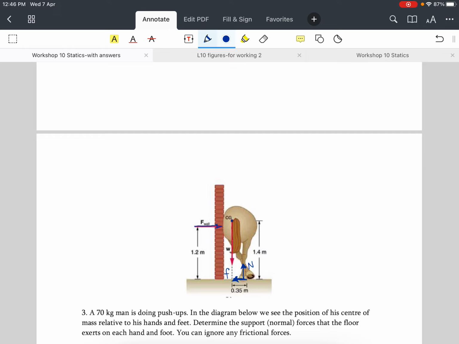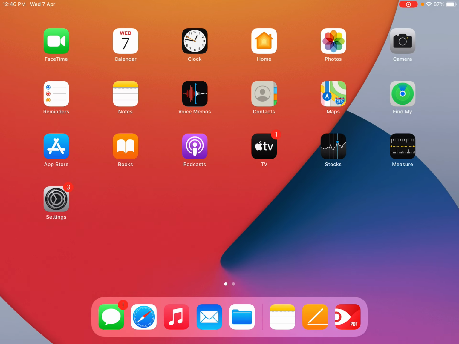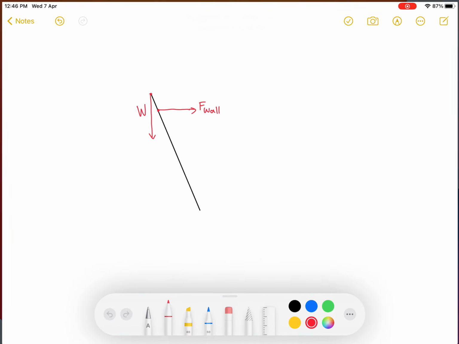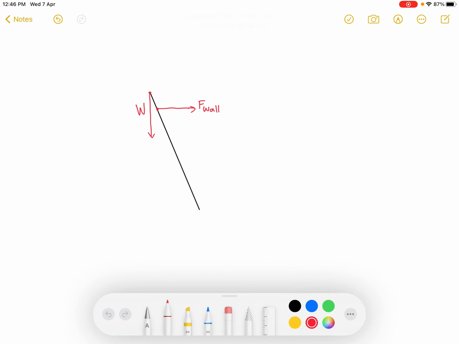So let's add those two forces onto our free body diagram. There's a normal force that's upwards and a frictional force that's pointing to the left. So this is the normal force that's upwards and the frictional force that's pointing to the left. Okay, so this is our free body diagram. It shows us the four forces that are acting on the horse.